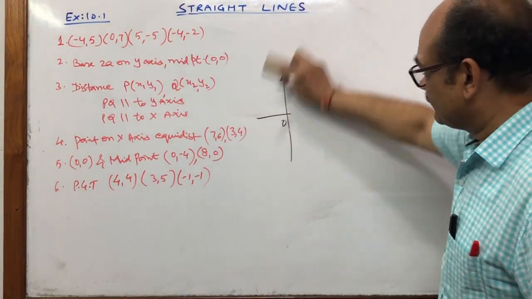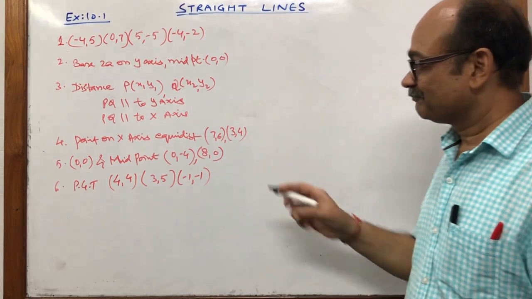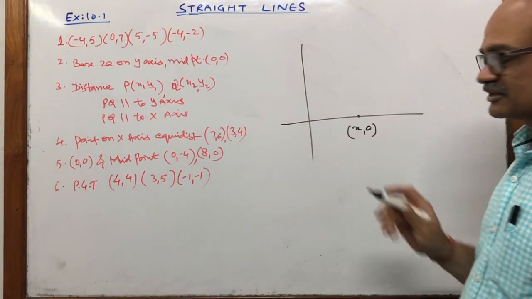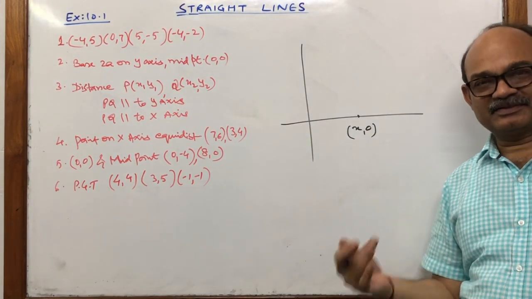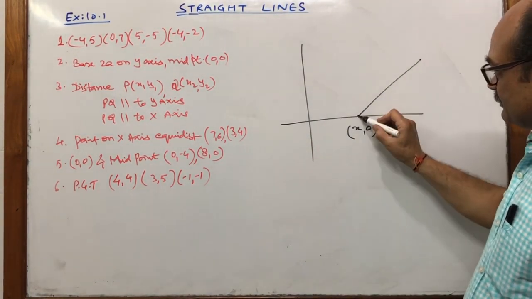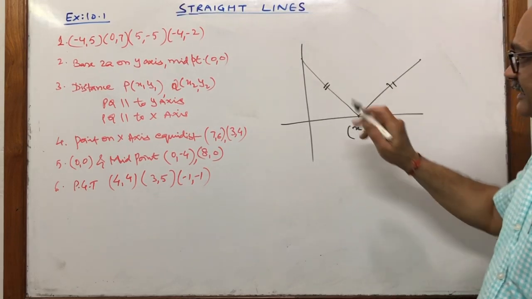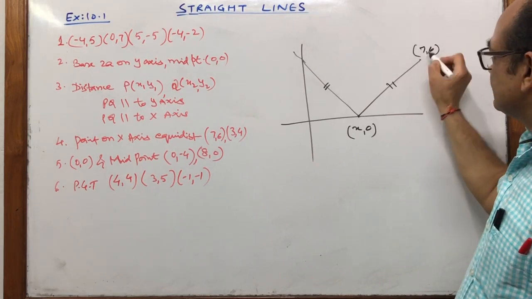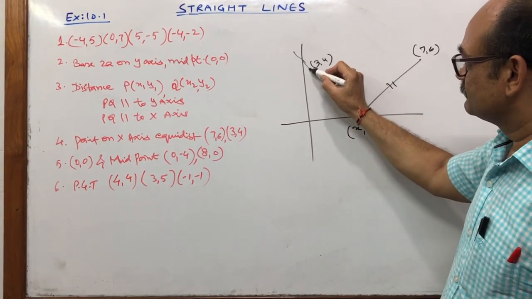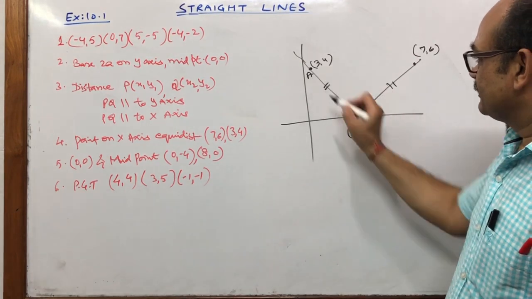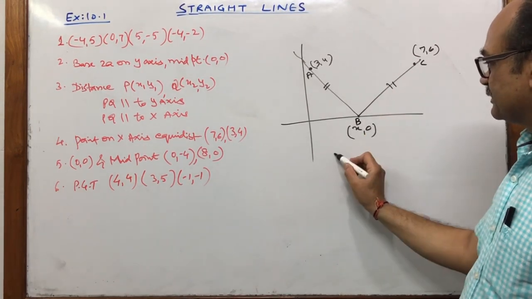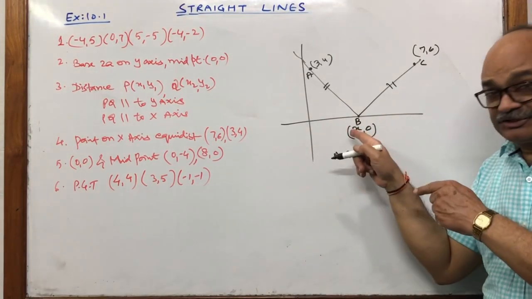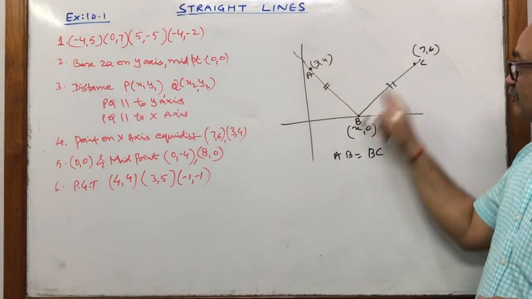Fourth question is a revision of class 10th. Any point on the x-axis, you know any point on the x-axis is like x comma 0 or a comma 0 or b comma 0. It is equidistant. You know equidistance means like this. These two coordinates are given to you: 7, 6 and 3, 4. So what is given? A, B, C. So it is given AB equals BC. This point situated on the x-axis is equidistant from these 2 points.